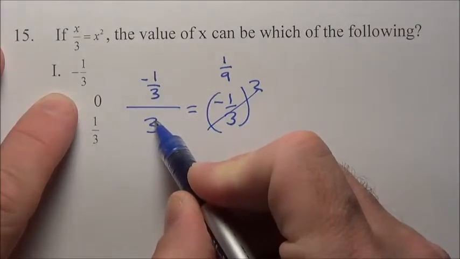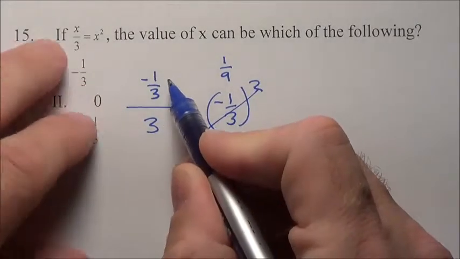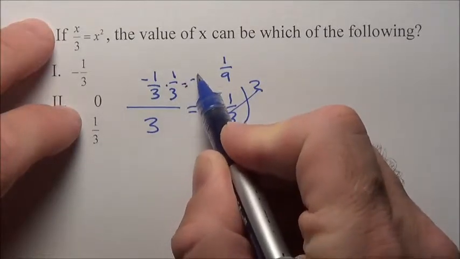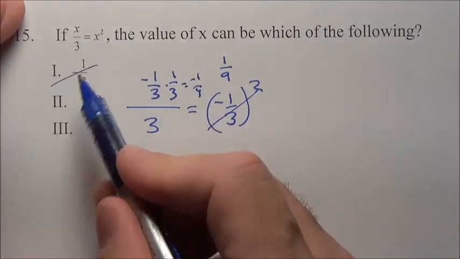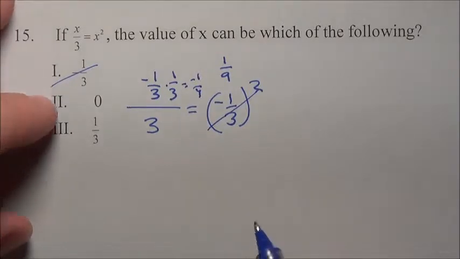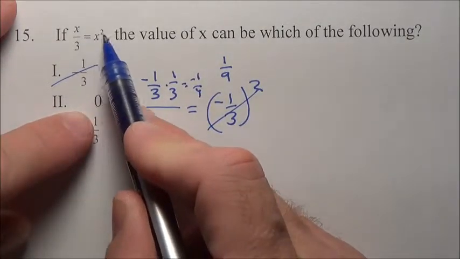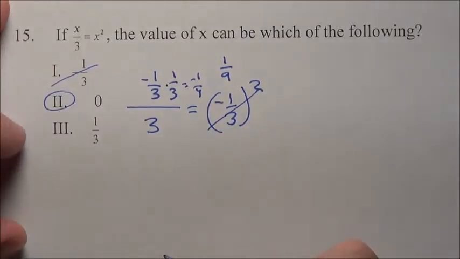Here, remember when you divide by 3, you can just multiply by the reciprocal, which is going to be 1/3, and that's going to end up giving you negative 1/9. So negative 1/3 will not work. If I try 0, well, that's pretty quick and easy. 0 divided by 3 is 0. 0 squared is 0. Yes, that'll work.